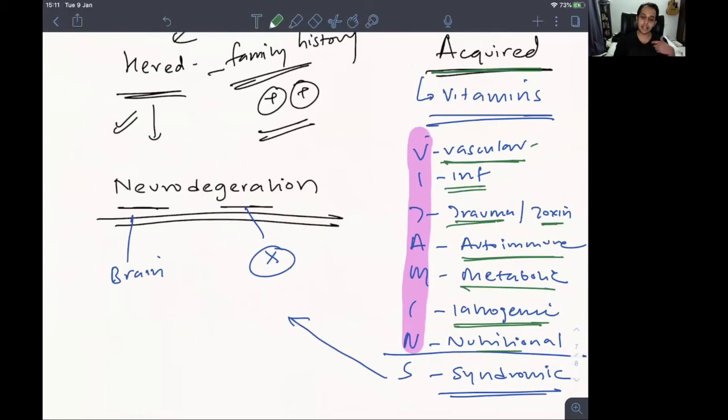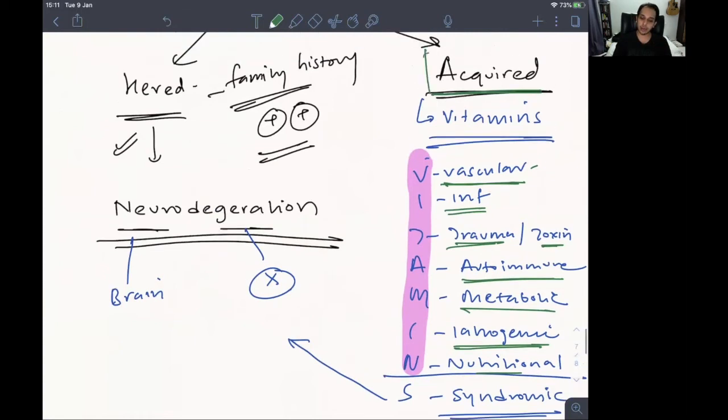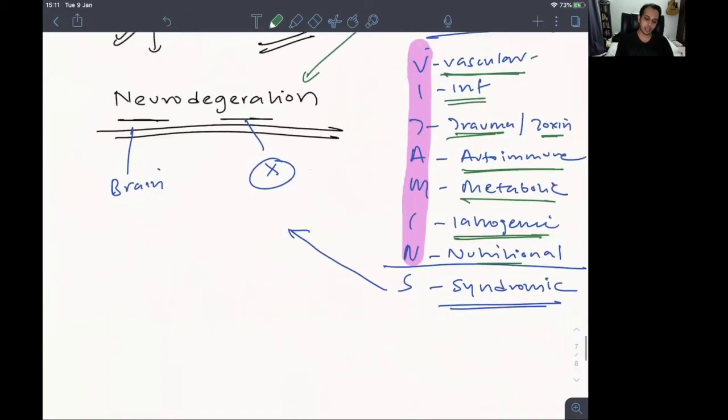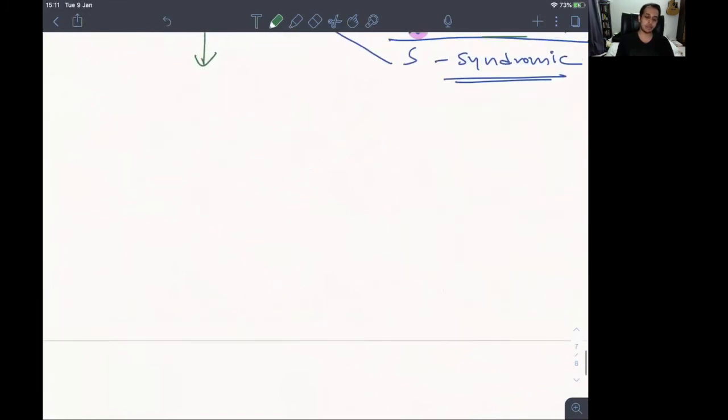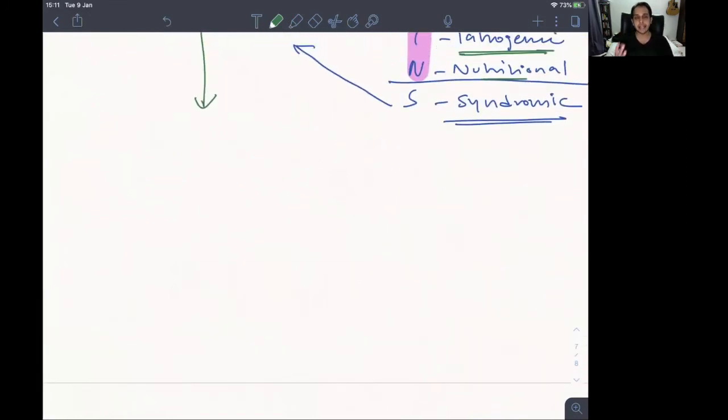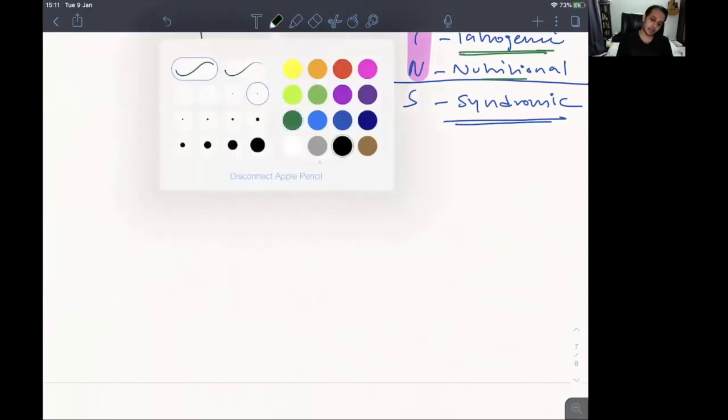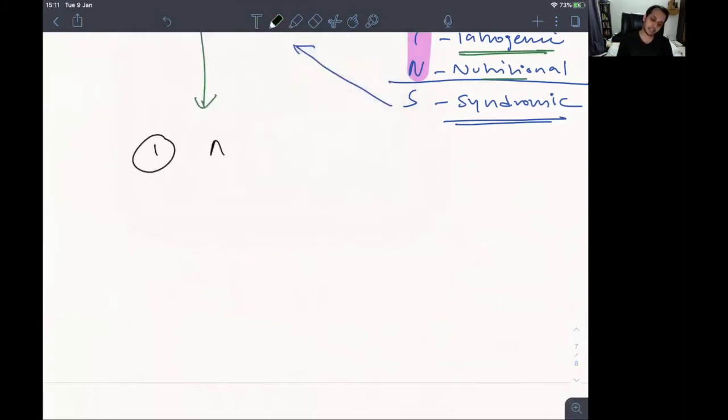So this is why it is very important to always look for an acquired cause of dementia before calling it a neurodegeneration. Now let's look at neurodegeneration. What are the reasons that can cause your brain cells to die? And the most important reason is Alzheimer's disease.